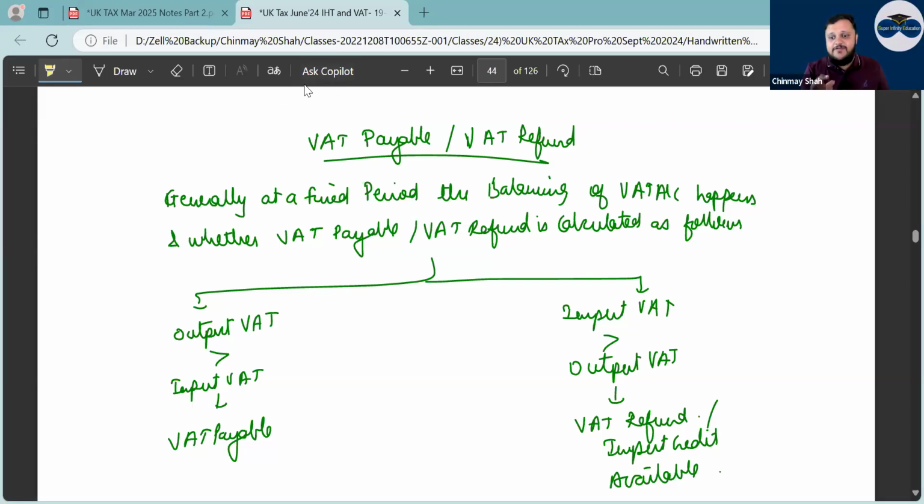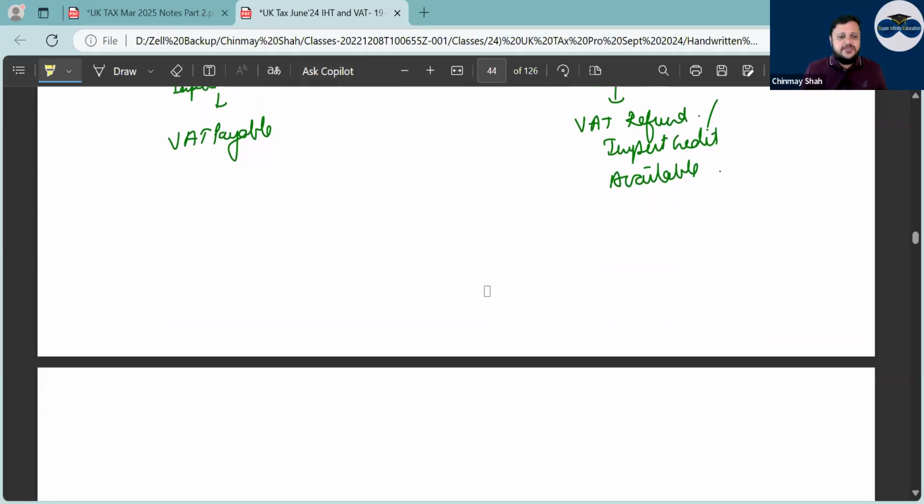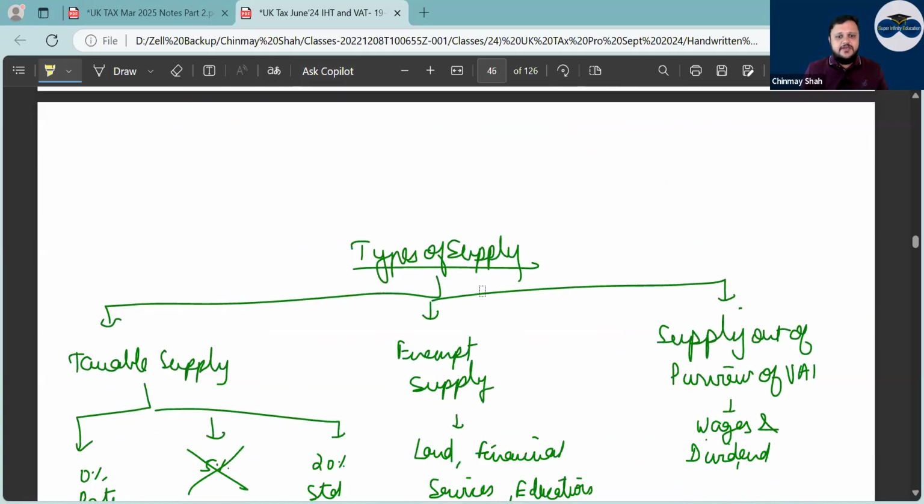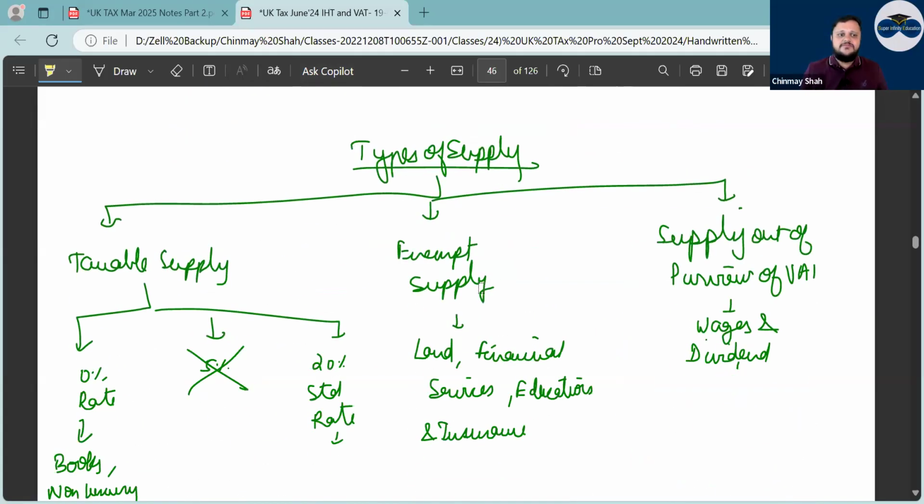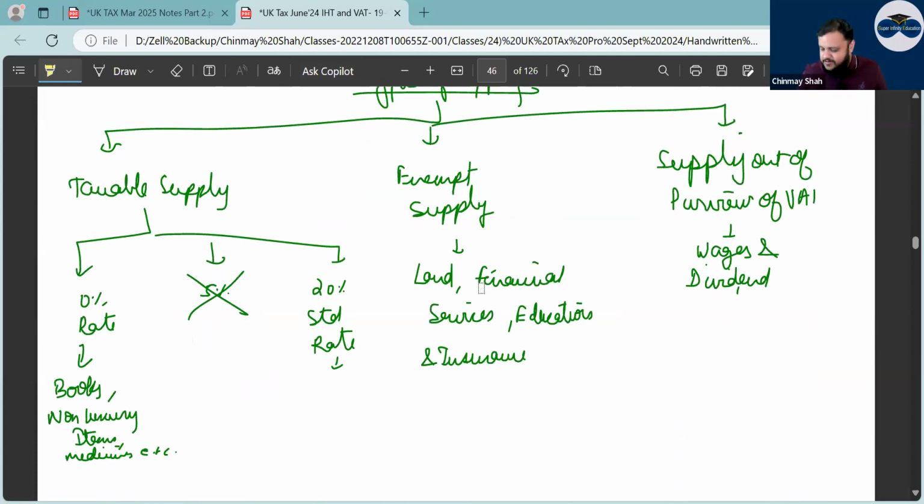So VAT payable or VAT refund, correct? Every quarter when the VAT returns are made, this calculation will happen. Then types of supply. There are three types of supply. One is taxable supply, one is exempt supply, and one is supply outside the purview of VAT, correct? Have a look. Makes sense.